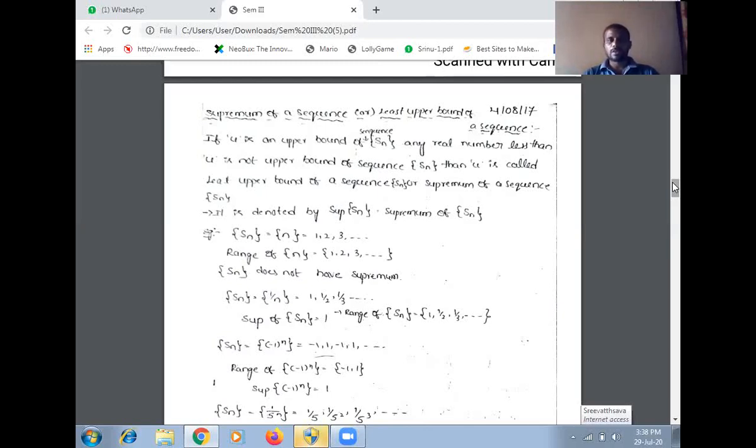Supremum of a sequence. So what is the definition of supremum of a sequence and least upper bound of a sequence? If u is an upper bound of a sequence Sn, any real number less than u is not upper bound of a sequence Sn, then u is called least upper bound of a sequence Sn or supremum of a sequence Sn.